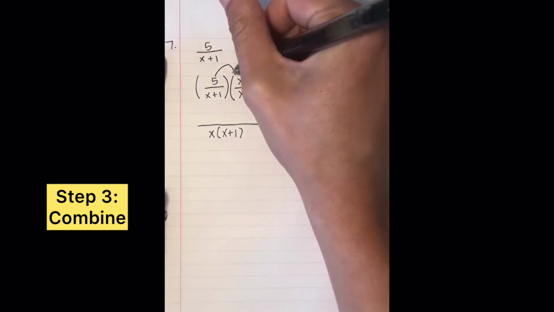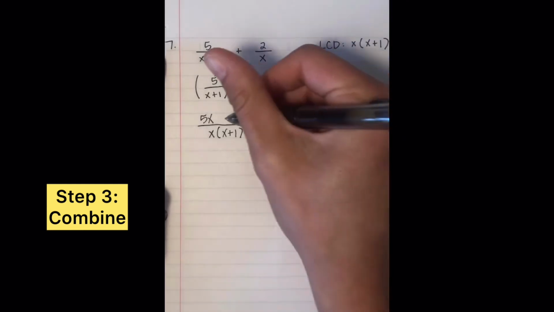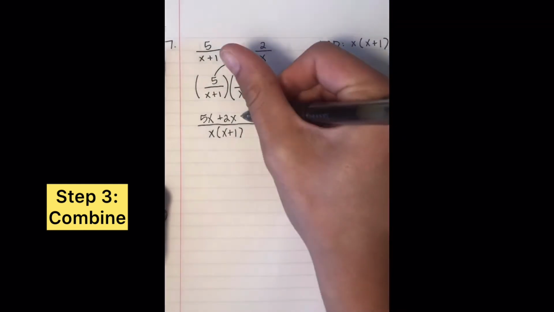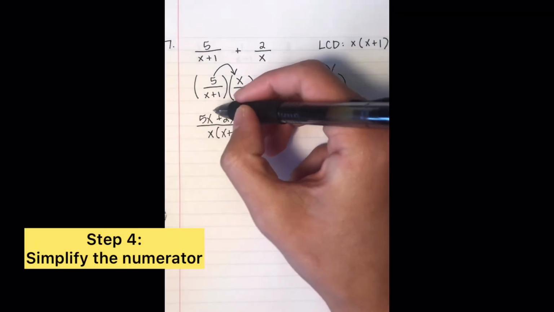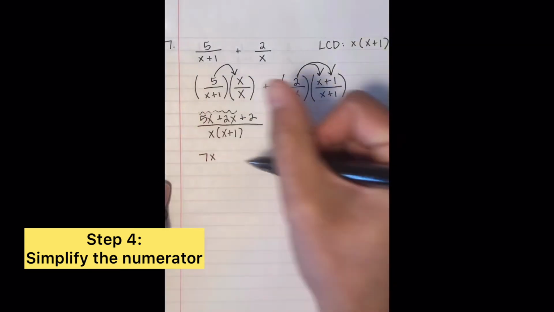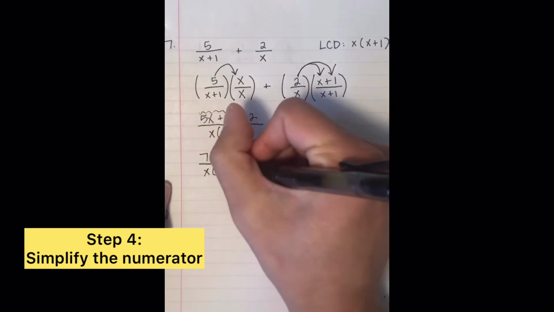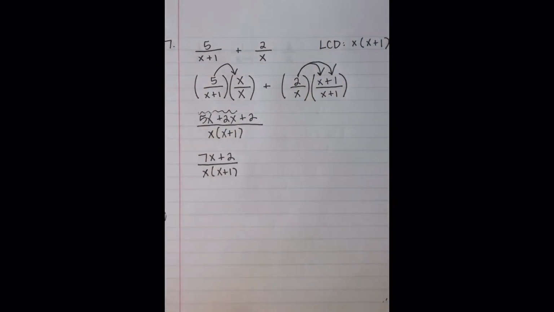So 5 times x is 5x, 2 times x is plus 2x, and 2 times 1 is plus 2. We can combine these x's. So we're going to get 7x plus 2 over x times x plus 1. Nothing cancels or factors further, so we're done.